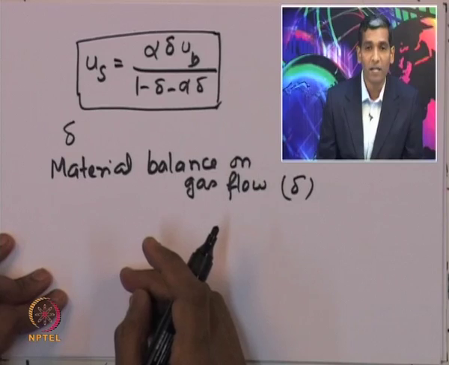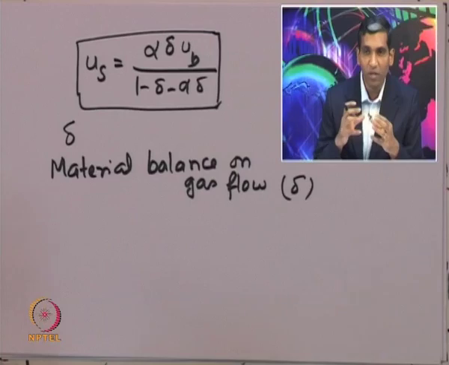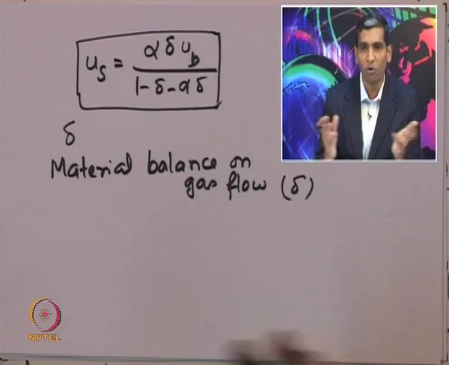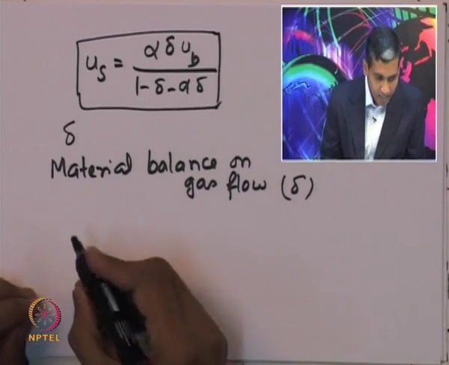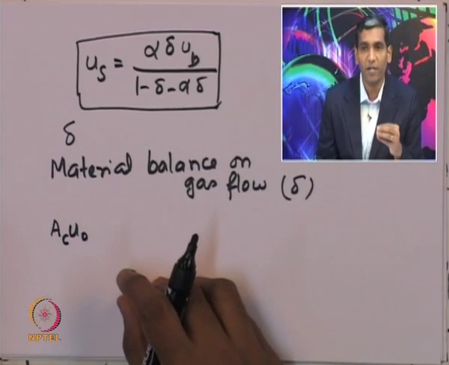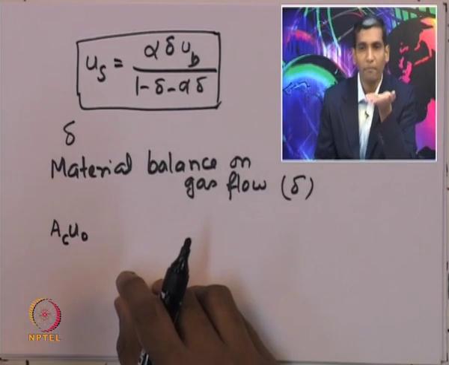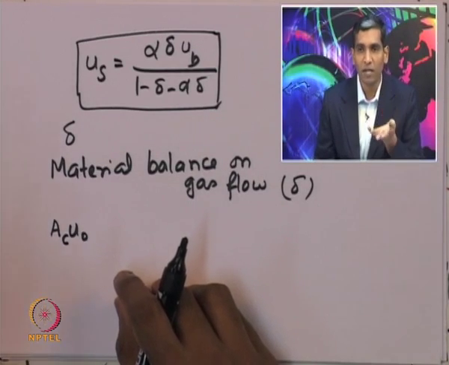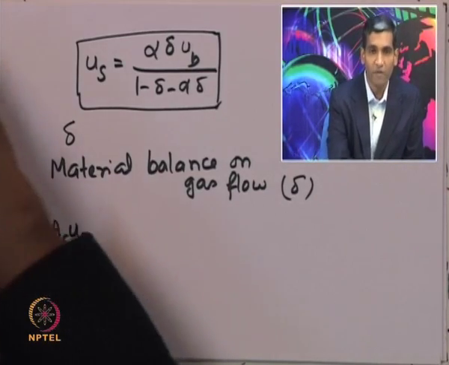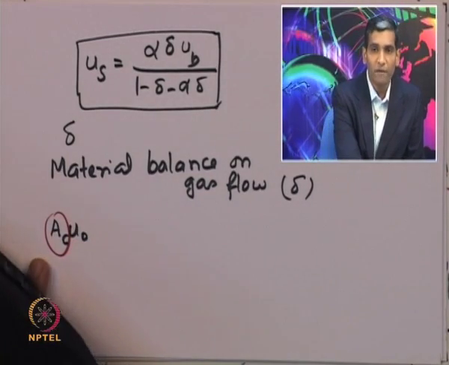Okay. So the material balance on gas flow basically is just to account for how the gas is being split into different sections and what the total material balance for the gas flow is. And that's given by AC into U naught, where U naught is the superficial velocity. So that's the superficial velocity with which the fluid is actually being pumped into the fluidized bed reactor. So the total gas that enters the reactor should be equal to the cross section area of the fluidized bed reactor multiplied by the corresponding superficial velocity.